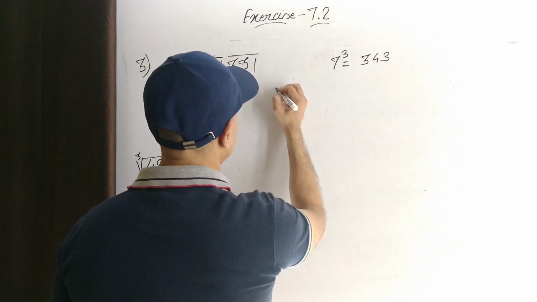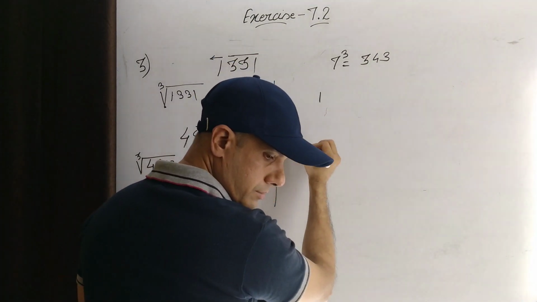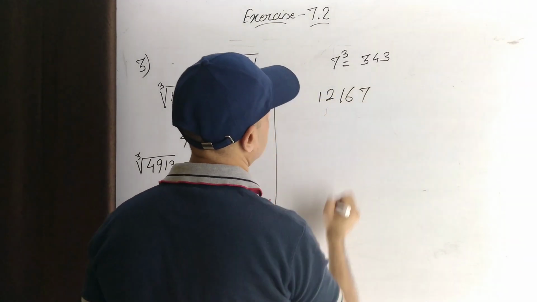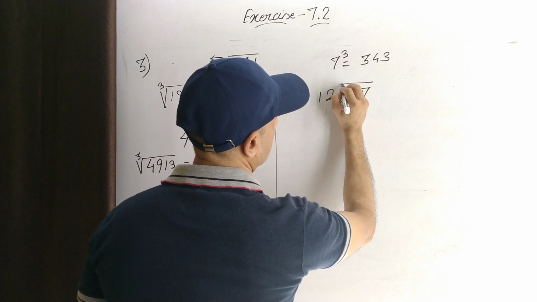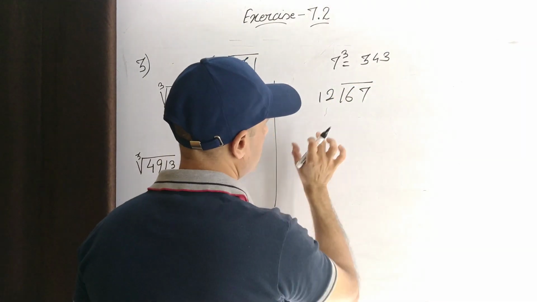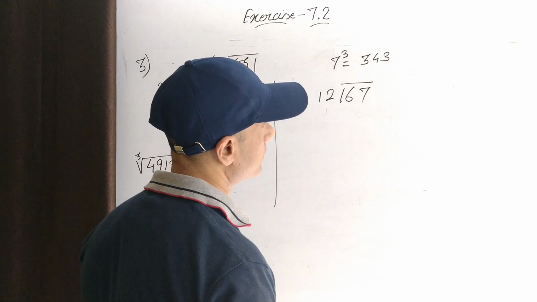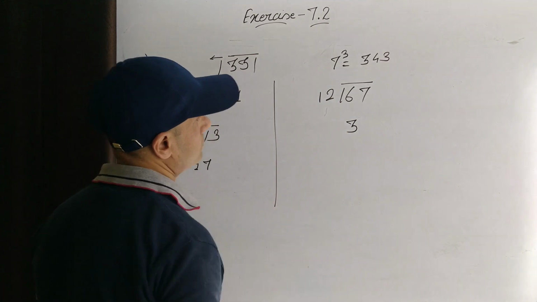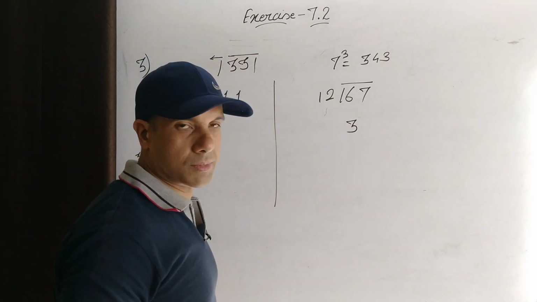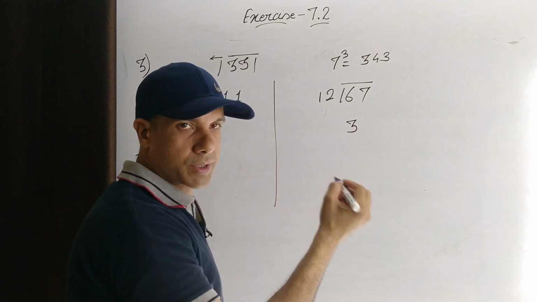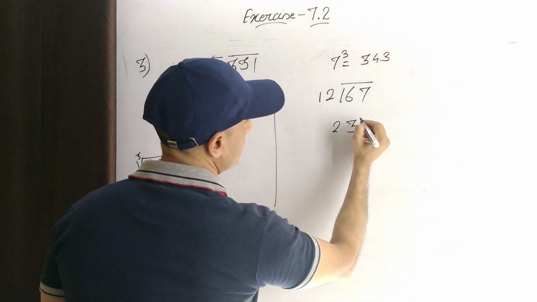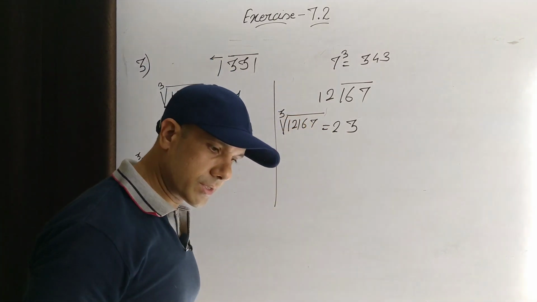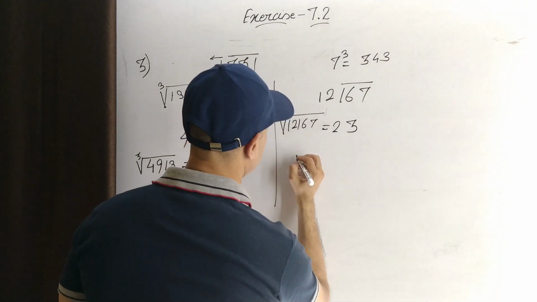Next one. We'll take 12167. Now, form a group. On the right hand side, we take the 3 digits. Now we have to see the cube of which number ends with 7. 3 cube is 27. So write 3 here. Now we have 12. 1 cube is 1. 2 cube is 8. 3 cube is 27, more than 12. So we'll take 2 cube as it is, and we'll get the answer as the cube root of this number is equal to 23. Clear?